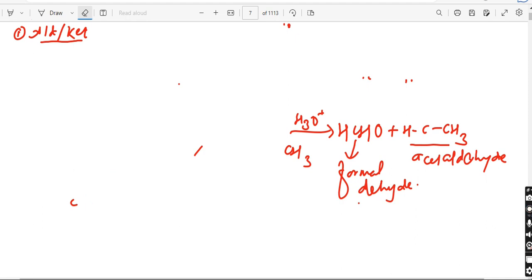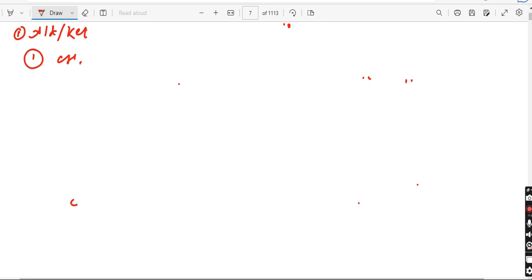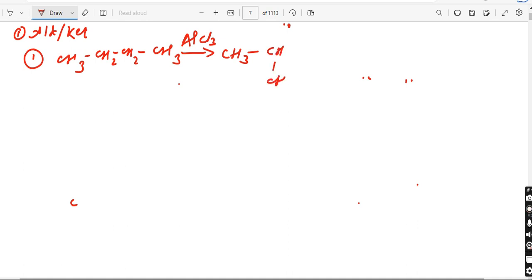Then we did acidic hydrolysis, and that produced formaldehyde and acetaldehyde, right? Now we'll be studying how to prepare ketone. So let us understand this. Suppose you have CH3, CH2, CH2, CH3. First of all, I would like to isomerize this with the help of AlCl3. This will change to a branched compound, that is CH3, CH, CH3, CH3, right?